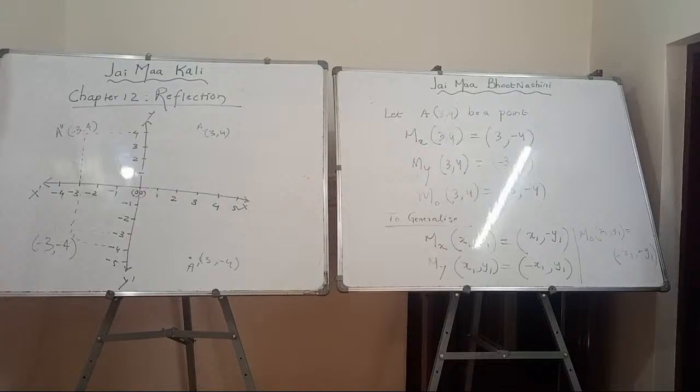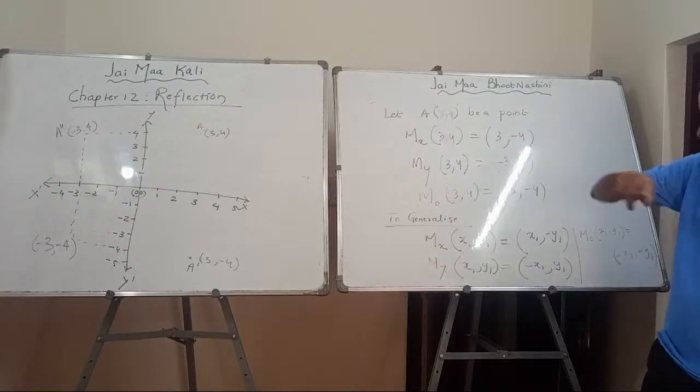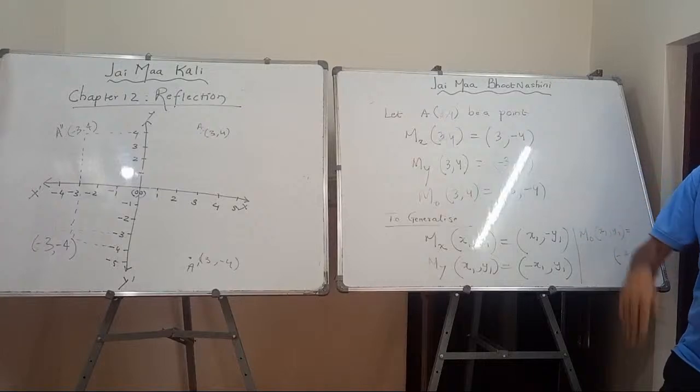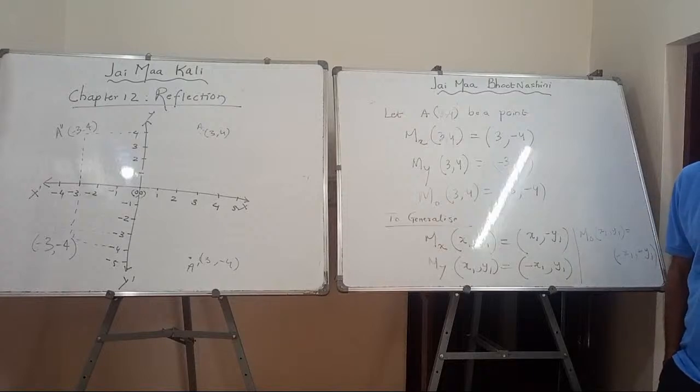Can you draw the line y is equal to 4? Think about it. How are you going to draw a line whose equation is y is equal to 4? Have you ever drawn it in the lower classes? Will it be tilted? Will it be straight? Will it be horizontal? Horizontal. Will it be vertical? This is horizontal, correct?